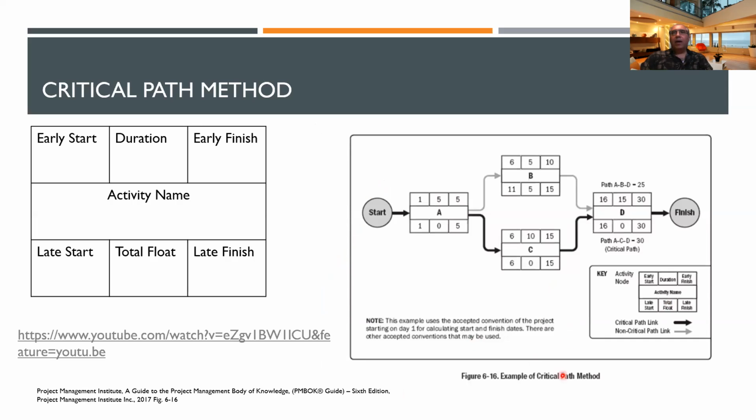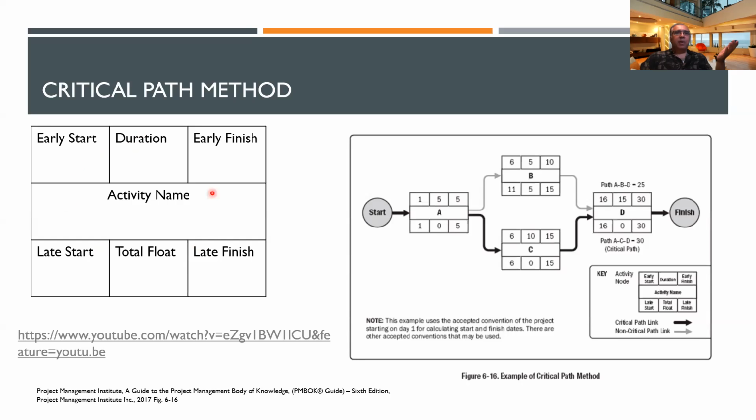In this example, as you can see, there are A, B, C, and D. There are 4 activities, and you have to do all 4 activities. This 5, think of it as weeks. There are 5 weeks. This is the duration.